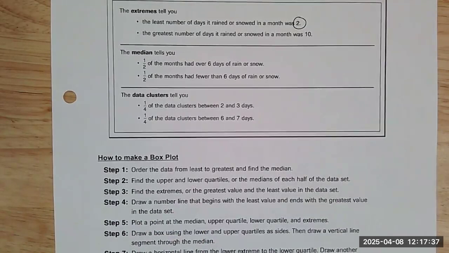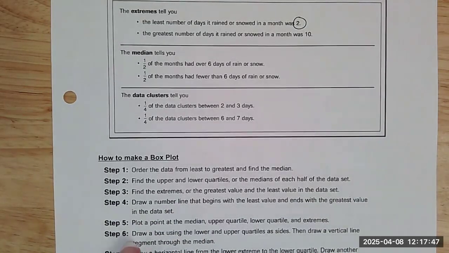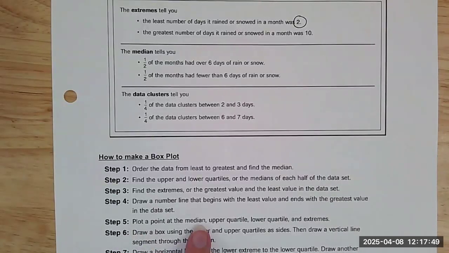You'd find the extreme values. So you'd find the smallest value and you'd find the biggest value. And those would be your endpoints. And you'd go ahead and just put those on your graph and you'd know that those would be the edges of your whiskers. You would plot a point at the median and you'd go ahead and then draw a line through that median.